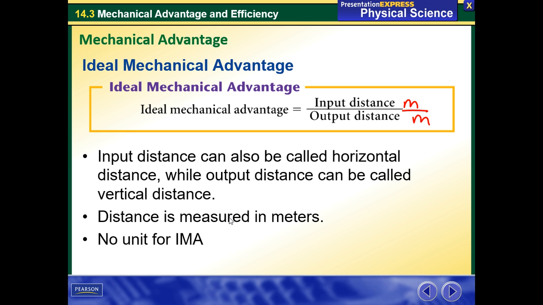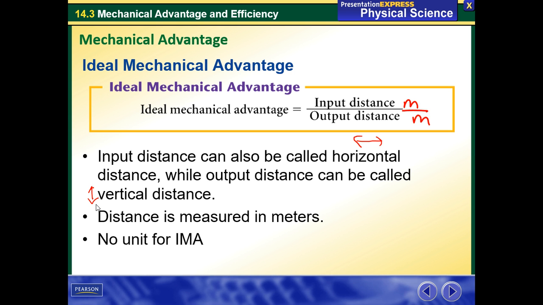When we take a little bit closer look at that equation, there are a couple different ways that we can describe input and output distance. And often we call the input distance the horizontal distance, and the output distance we call the vertical distance. So remember, horizontal means like if you go across something, so it's left to right, while vertical distance is going to be up and down. So do you raise something? Do you lower something?